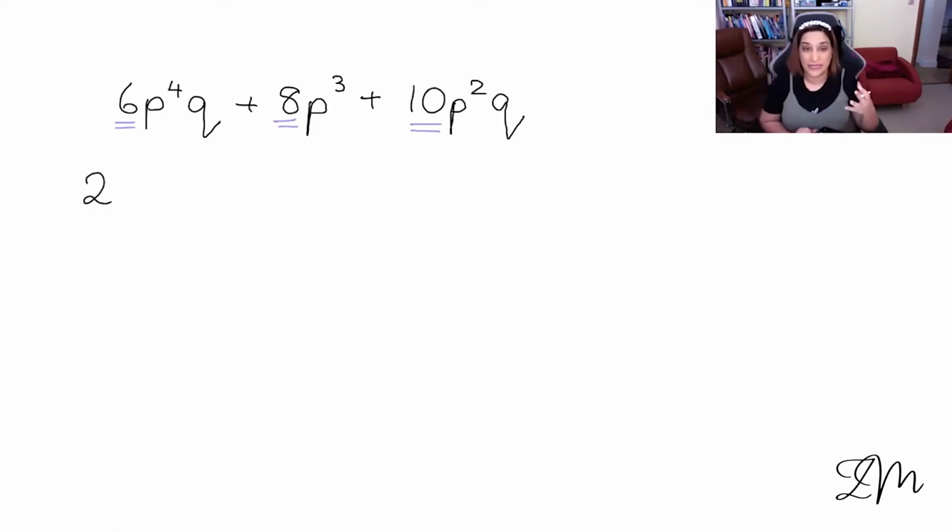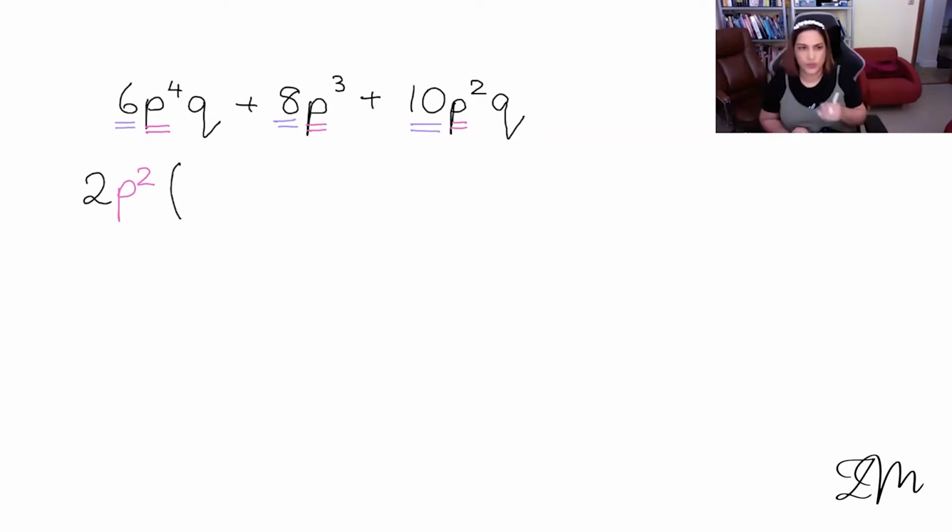Now let's have a look at the p's. How many p's do I have? Here I've got p to the 4, so p times p times p times p. I've got p cubed, so p times p times p, and p squared. So actually the amount that's in every single thing is p squared. And now I'm going to have a look at q. Well, q's only in 2 of them, so we can't take it out the whole bracket, so we just get our 2p squared on the outside.